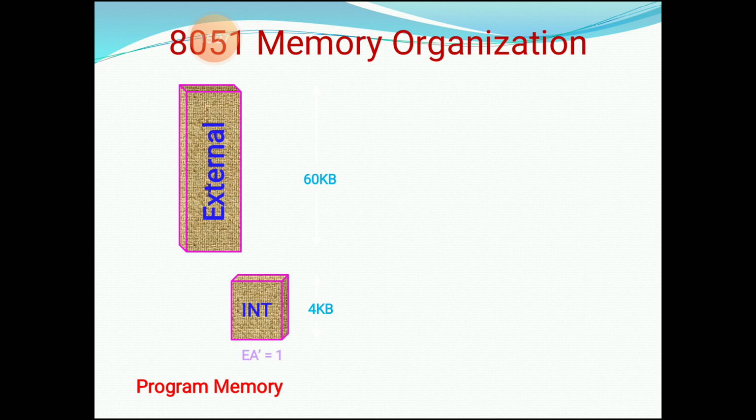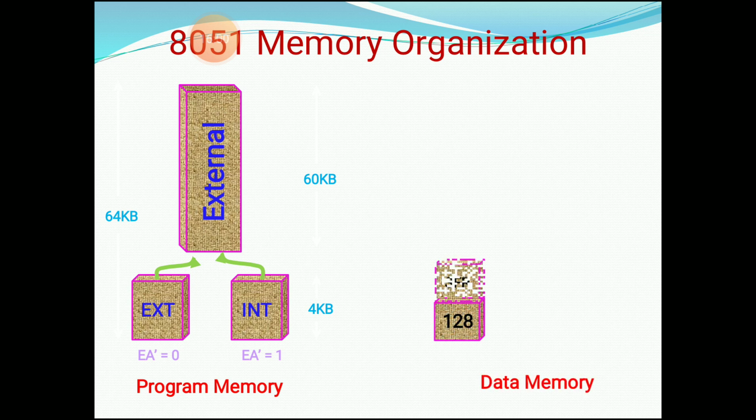So this is the program memory: internal 4 KB, external 60 KB, or completely external memory of 64 KB. Depending upon the pin EA bar, the controller can access the program either completely from external memory, or from internal and external memory. If EA bar equals 0, the controller can access the program from 64 KB external memory. If EA bar equals 1, the controller can access the program from internal memory.